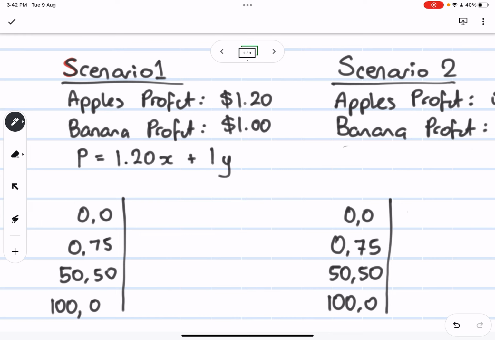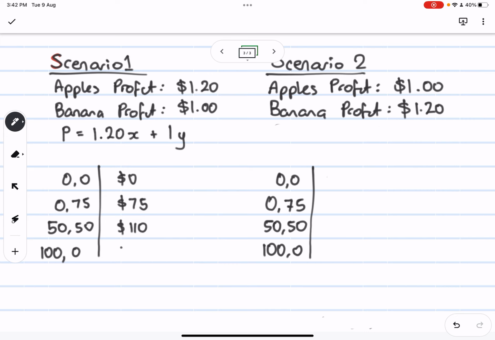So for (0, 0), $1.20 times 0 plus 1 times 0 is a whopping $0 profit. It's probably not a good idea. For (0, 75), if I put that in, gives me $75 profit. This one gives me $110 profit. And this one gives me $120 profit.